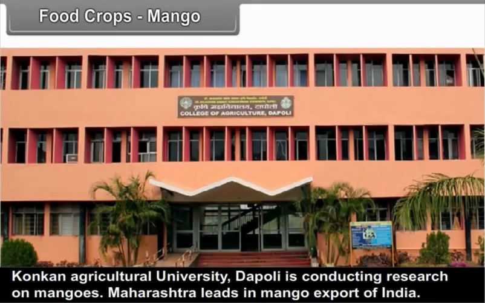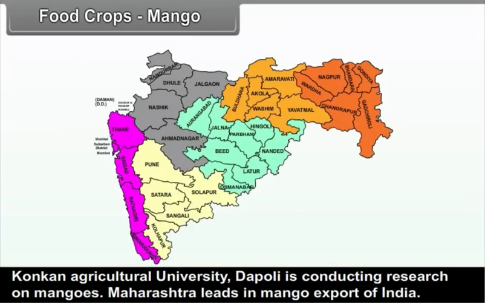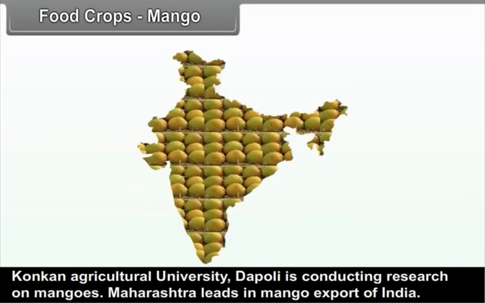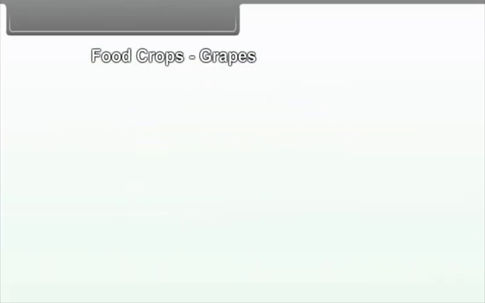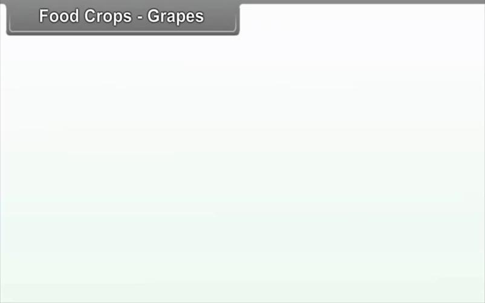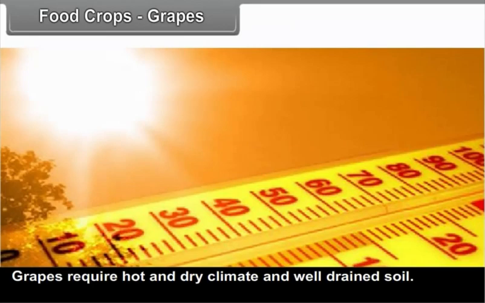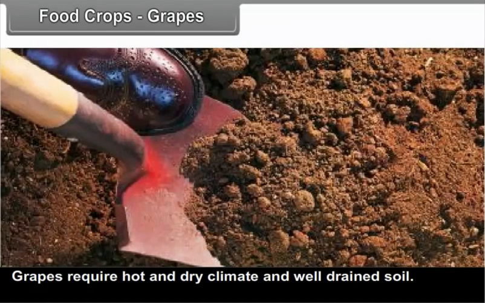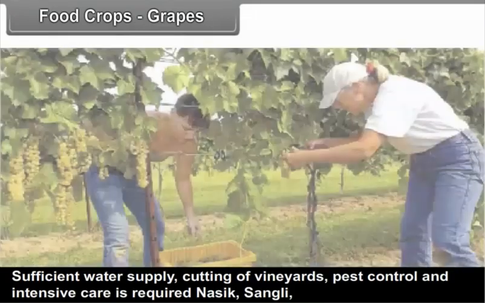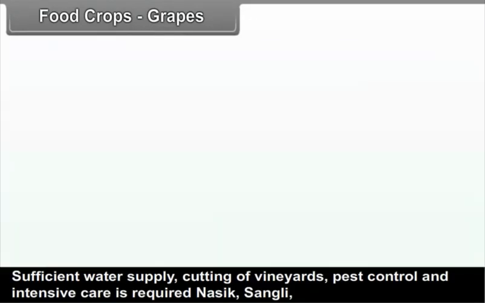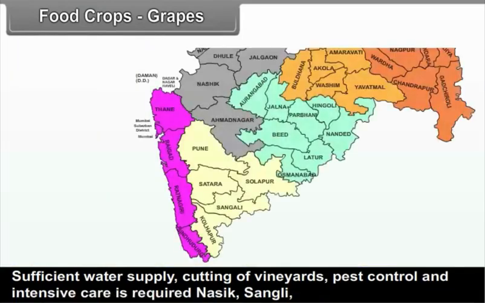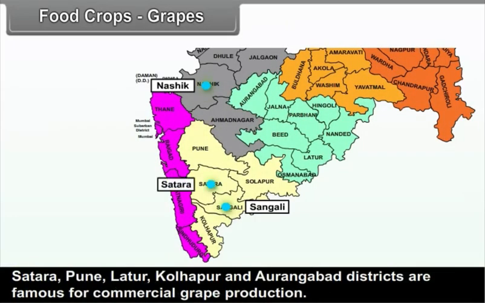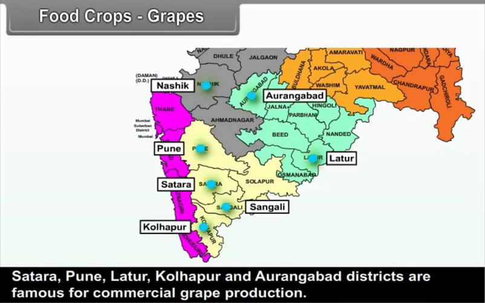Konkan Agricultural University, Dapoli, is conducting research on mangoes. Maharashtra leads in mango export of India. Grapes. Grapes require a hot and dry climate and well-drained soil. Sufficient water supply, cutting of vineyards, pest control and intensive care is required. Nasik, Sangli, Satara, Pune, Latur, Kolhapur and Aurangabad districts are famous for commercial grape production.